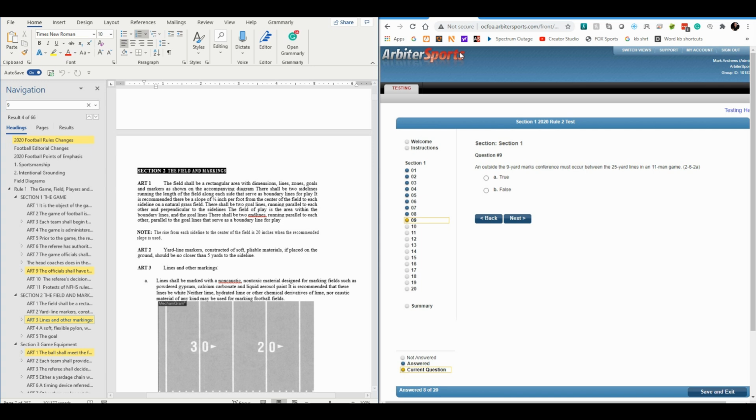Okay, question number 9. An outside the 9-yard marks conference must occur between the 25-yard lines in an 11-man game. For you new guys, this kind of questions make my head spin. What the hell is a 9-yard mark, right?